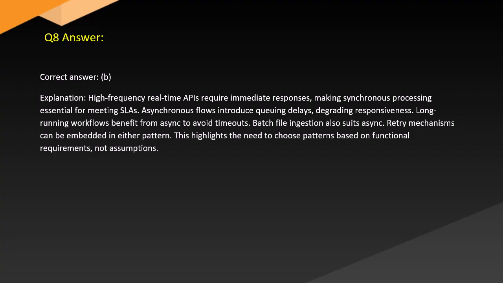Answer. Correct answer: B. Explanation. High-frequency real-time APIs require immediate responses, making synchronous processing essential for meeting SLAs. Asynchronous flows introduce queuing delays, degrading responsiveness. Long-running workflows benefit from async to avoid timeouts. Batch file ingestion also suits async. Retry mechanisms can be embedded in either pattern. This highlights the need to choose patterns based on functional requirements.